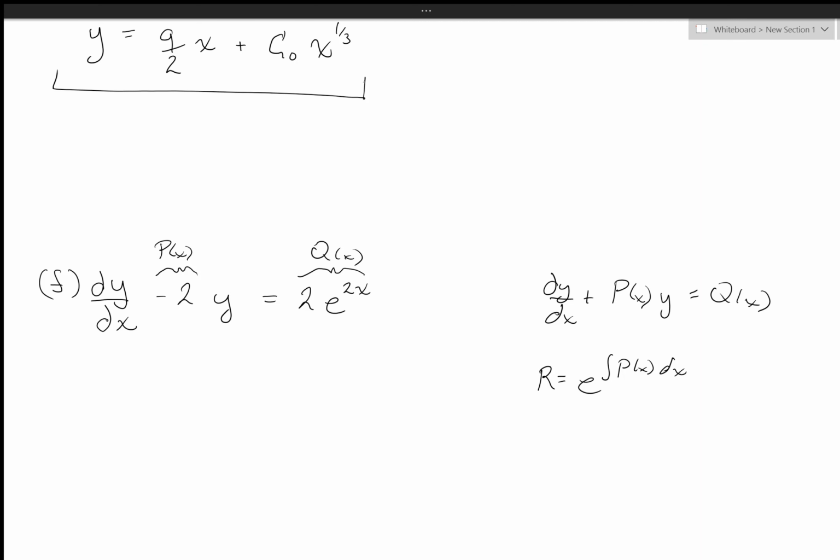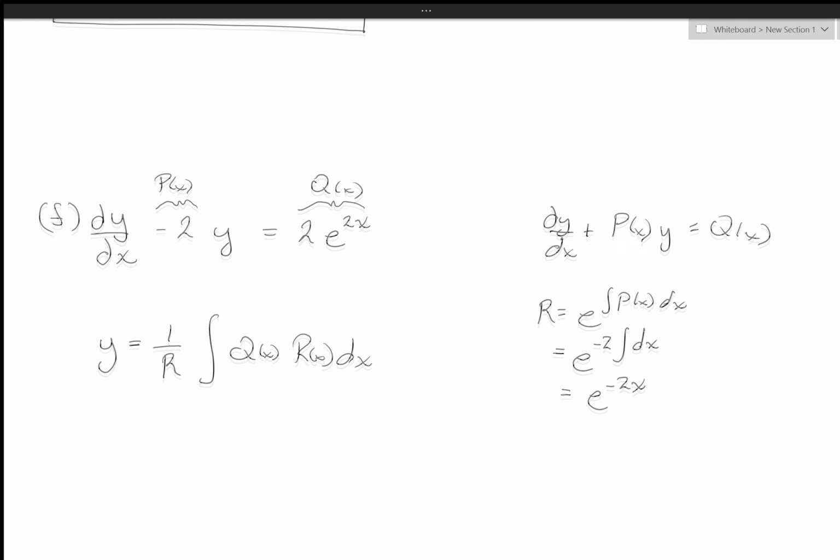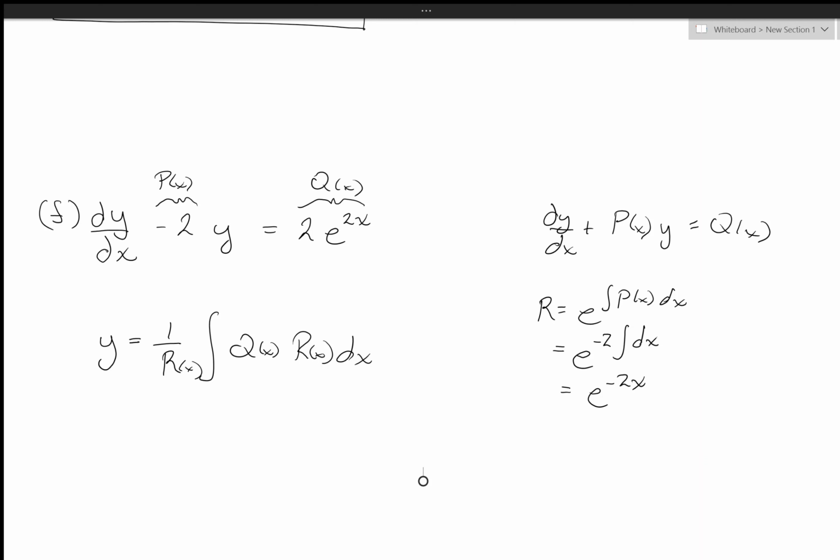Okay, so let's do that. So what's r? Well, that's pretty simple here. It becomes e to the negative 2 dx. So this becomes e to the negative 2x. So we have the integrating factor, and now we can jump to the solution. Y is 1 over r, q of x, r of x dx. Say 1 over r of x. Sometimes I forget to put that it's a function, but it's understood that it's a function.